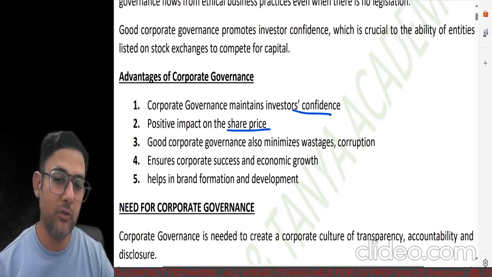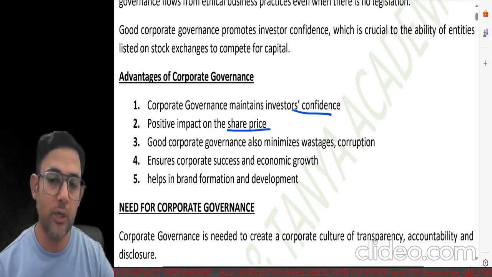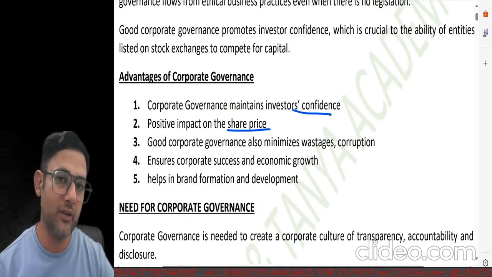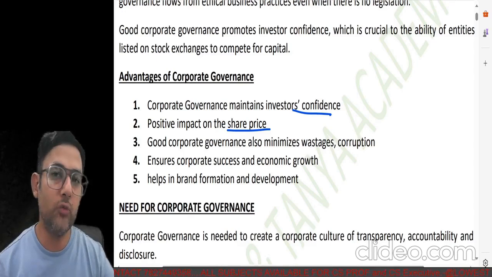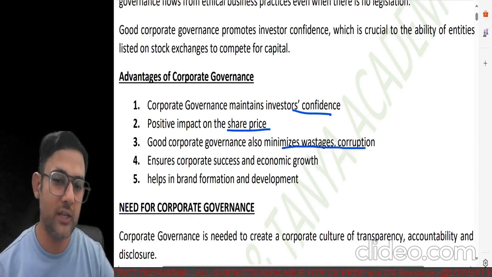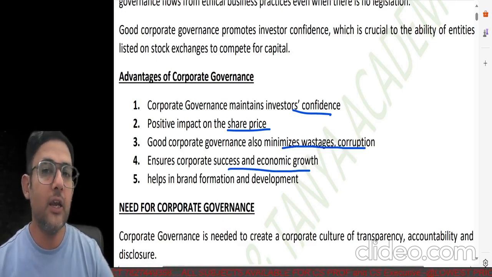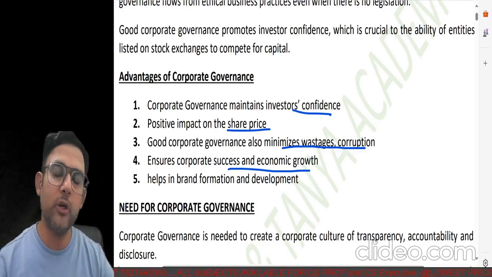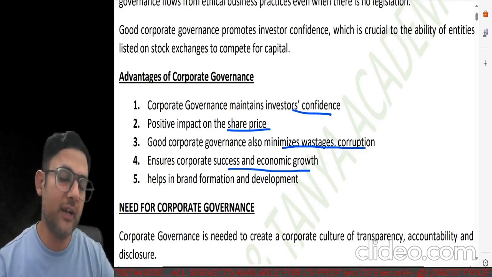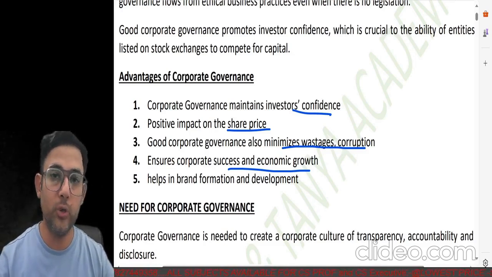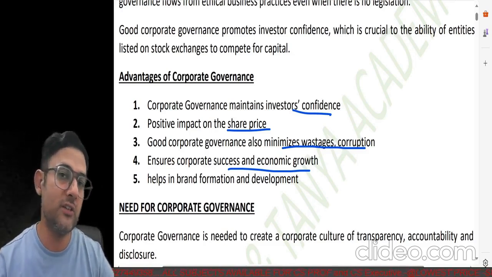If the company is a corporate governed company, it will also take care to do things in the best possible way, meaning increasing productivity, reducing wastage, and achieving economies of scale. Side by side, the company also ensures that it contributes to corporate success and economic growth. Economic growth means that the company is paying taxes regularly, and corporate success means contributing towards, maybe, CSR, which is also a social initiative.